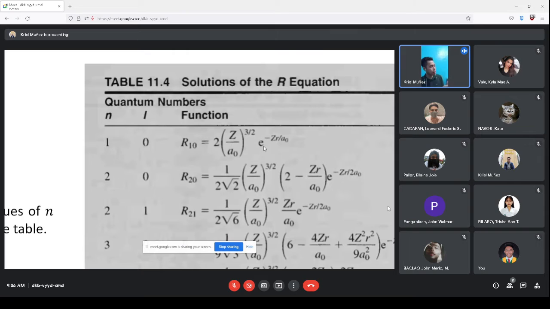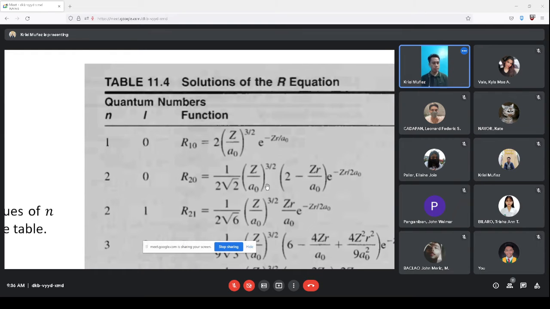And try class na, for example, e raised to negative 1,000. That would give you zero. Right? So ibig sabihin, habang lumalaki yung r value natin, you would come up with zero value for this one. So, yeah, for the R, I mean, yung answer natin for the R.